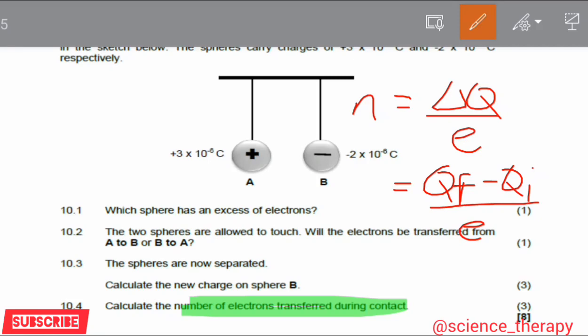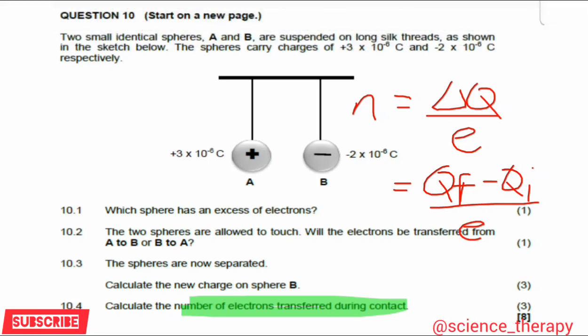So now let's check this one. How do we apply this one? For 10.4, the keyword there is transferred, electrons transferred. So whenever we have a transfer of electrons, we need to check the difference between the final charge and the initial charge, right?